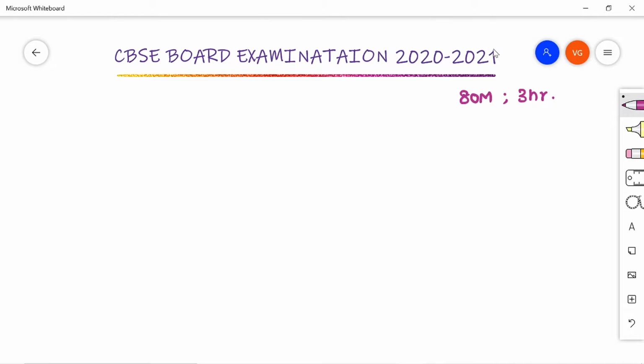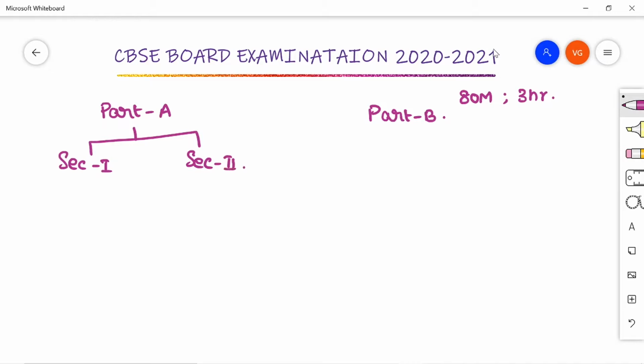The question paper has two parts, part A and part B. Part A again has two sections, section 1 and section 2. Both section 1 and section 2 questions are 1 markers. Coming to section 1, it has question number 1 to 16. All are 1 mark questions, but here you have 5 internal choice questions provided.